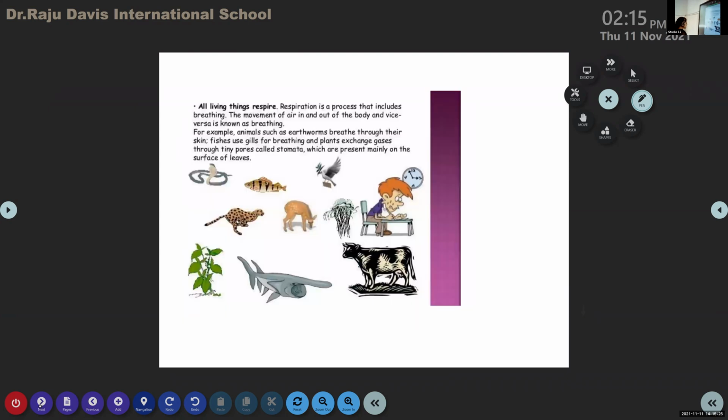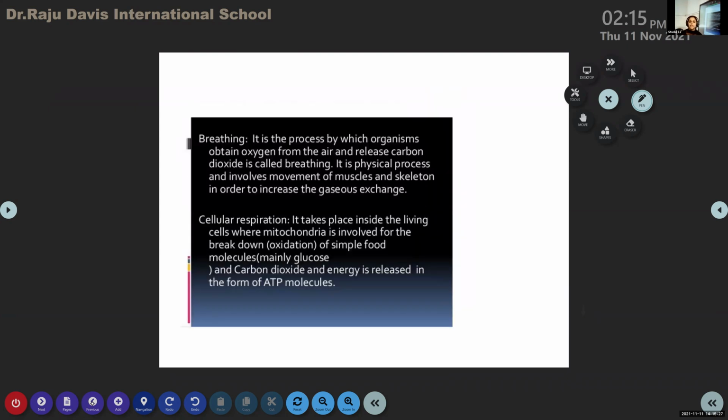So here they specify cellular respiration. That is, if the process of breakdown of the food and the release of energy takes place within the cell of an organism, we can call it cellular respiration. So cellular respiration takes place inside the living cells.